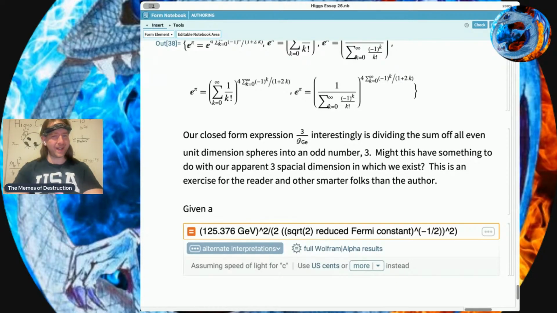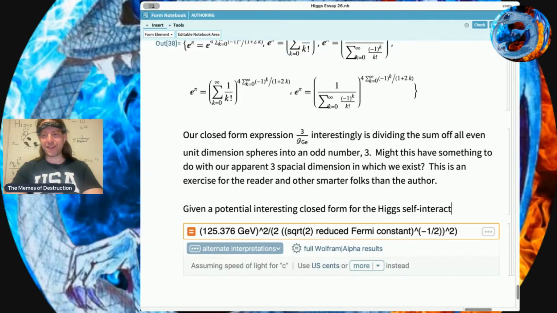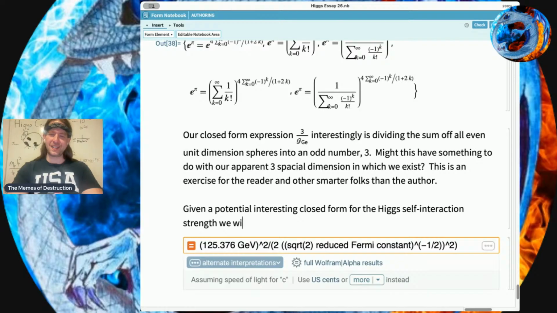Given a potential interesting closed form for the Higgs self interaction strength, we will conjecture that this is true and explore the consequences.